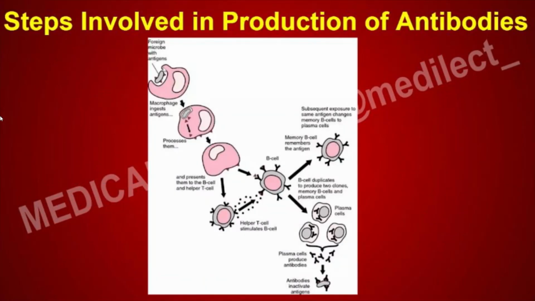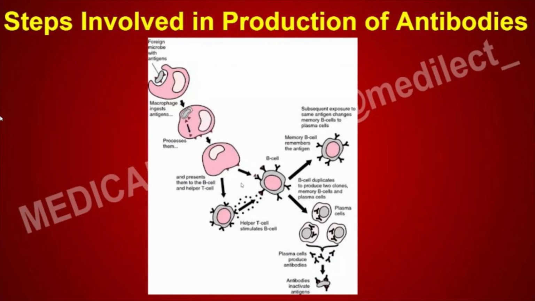Now the steps involved in the production of the antibodies. So as you can see, this is a very clear diagram of how the antibodies are produced. First of all, the antigen is ingested by the macrophages. After ingesting, what will the macrophage do? Macrophage will expose the antigen and the protein of the MHC, that is the major histocompatibility complex, on their surface. Now after exposing them, macrophages then come in contact with the T cells.